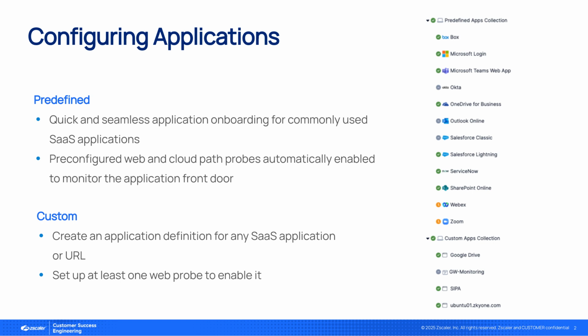The second way is to create a custom application definition. Doing this will require you to define, configure, and enable at least one probe manually, but allows you to monitor any SaaS application or URL.